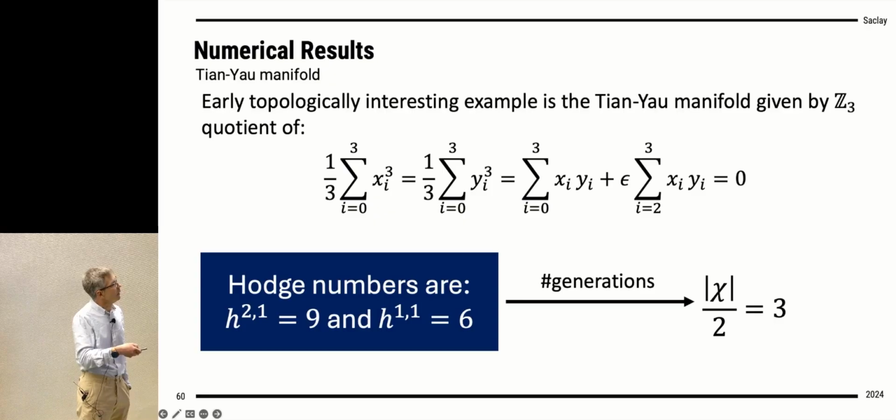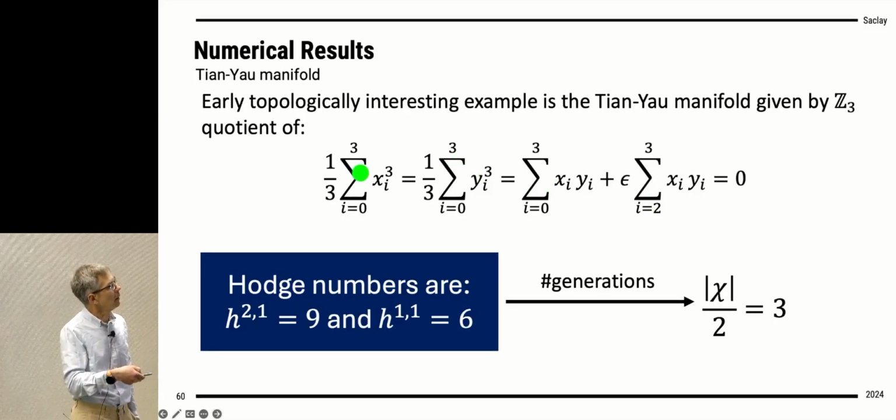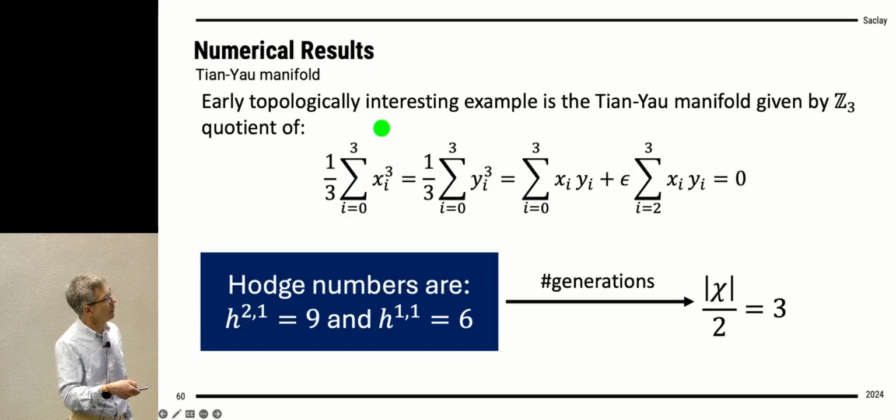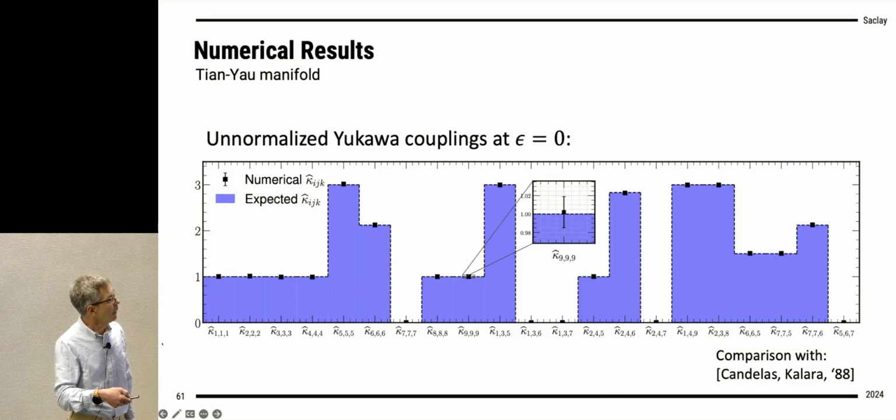It has 3 defining equations, so 2 cubic equations and then a bilinear equation, in 2 projective spaces of dimension 3 in this case. So it's a P3 cross P3. It's a 6-dimensional ambient space, but we have 3 defining equations. That gives you a 3-dimensional Calabi-Yau. We can compare these unnormalized Yukawa couplings to what people had computed all the way back in the 80s.